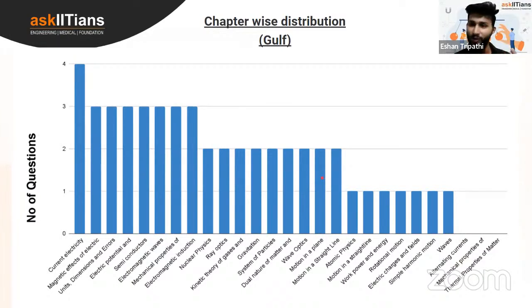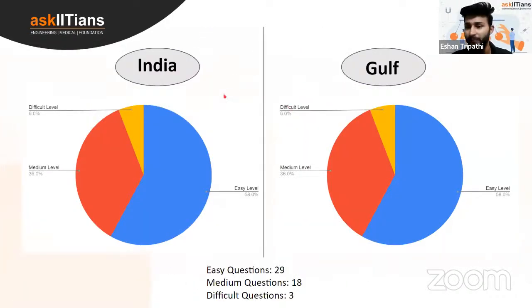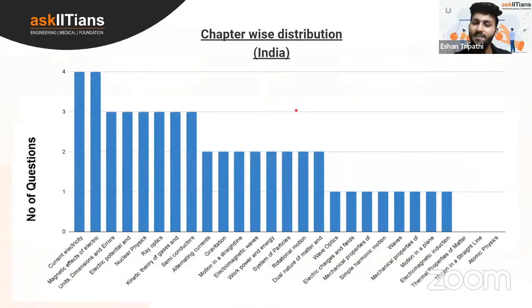So I would strongly disagree with the viewpoints of those who are saying the paper level was different. In fact, as I said, from the difficulty level, guys, it was the same. Difficulty of the Indian paper and the Gulf paper was exactly the same. No doubt about that. Chapter-wise distribution also is almost the same.